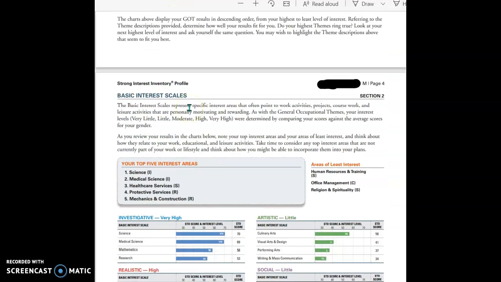In the summary area above, the data shows your top 5 interest areas. In this case, it's science, medical science, healthcare services, protective services, mechanics, and construction, as well as areas of your least interest, which is also useful to know.